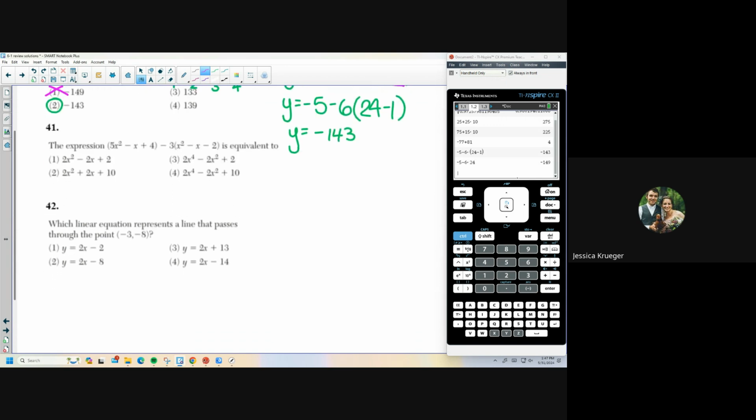Okay, the expression is equivalent to. Equivalent means same graph. Again, we're trying to minimize careless errors. So I'm going to type in the original problem.